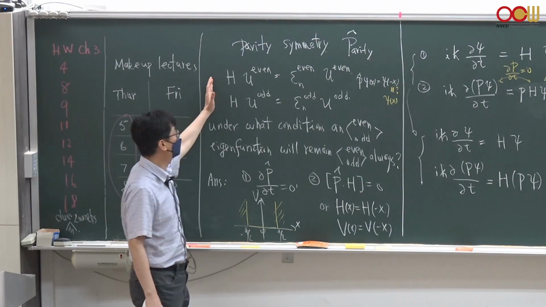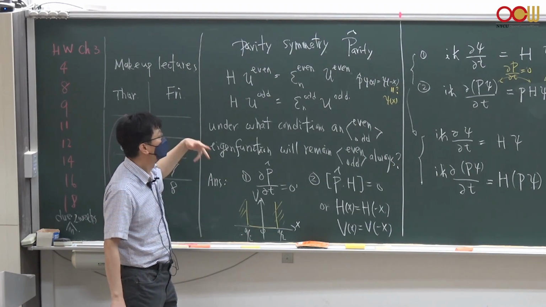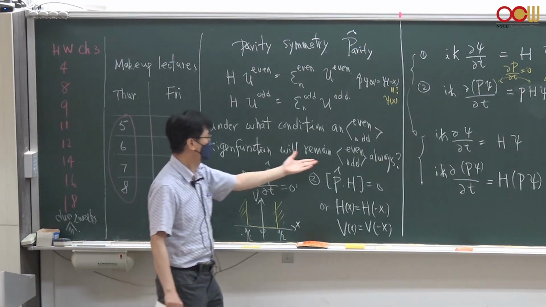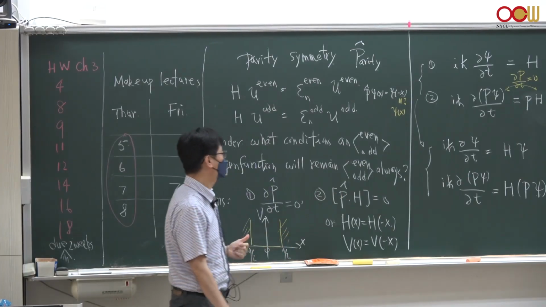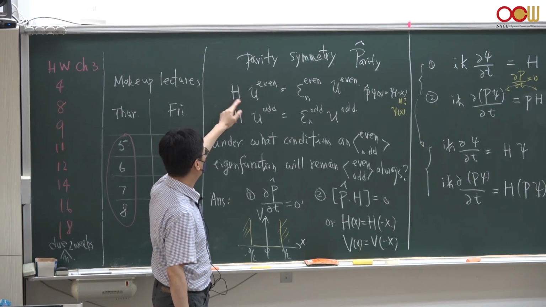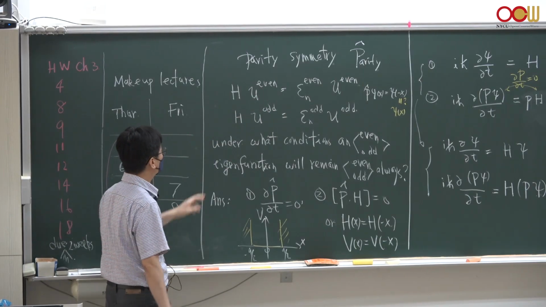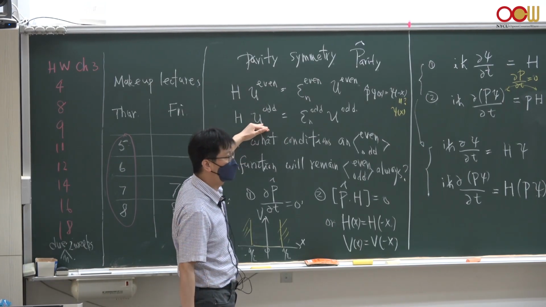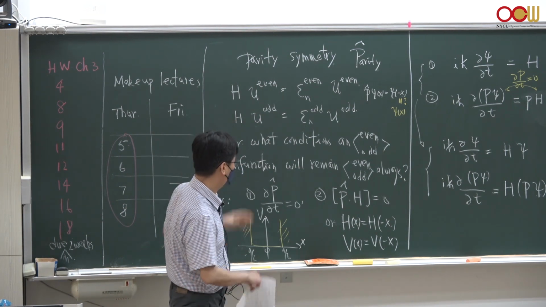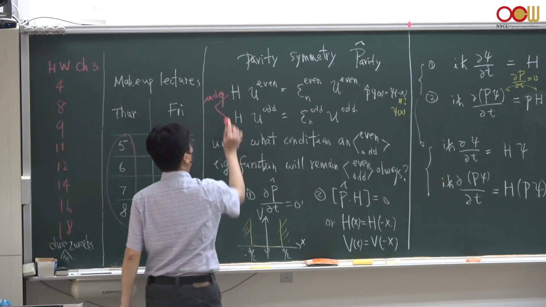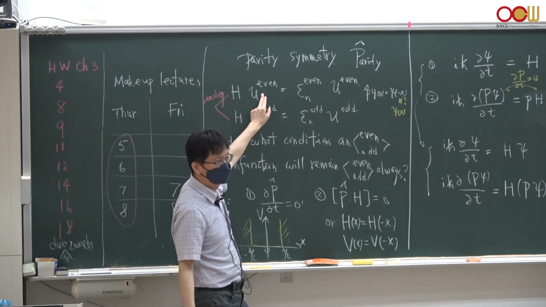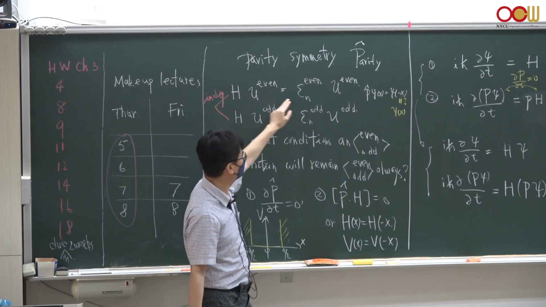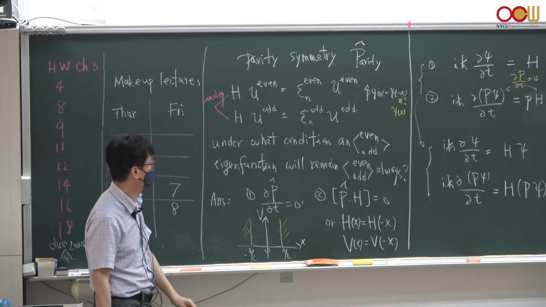So let's just look at these conditions. We want to ask what conditions we can find for even and odd eigenfunctions to remain even and odd all the time. If I have an even eigenfunction, I can write down this eigenvalue problem for this even eigenstate and also for the odd eigenvalue equations. They are independent and decoupled. So this even eigenfunction will not mix up with the odd and vice versa. Even remains even all the time and odd remains odd all the time.